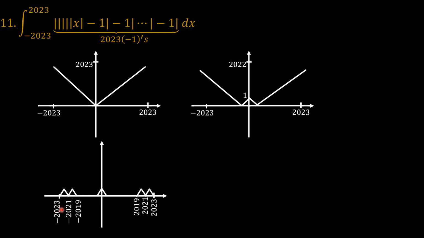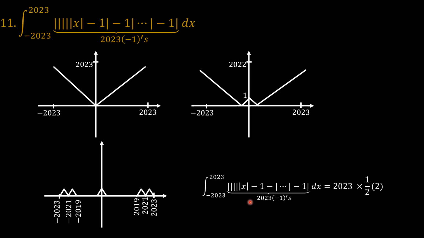And so the integral now is just the area of these small triangles. And because the base straddles across two unit values, so from, for example, negative 2023 all the way to negative 2021, there are essentially 2023 triangles. And so the integral is essentially 2023 times the area of each triangle, which is a half times base, which is 2, times 1, which is the height. And so the area is 2023, and that's the answer.